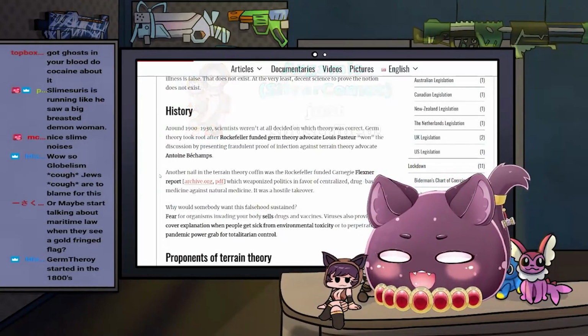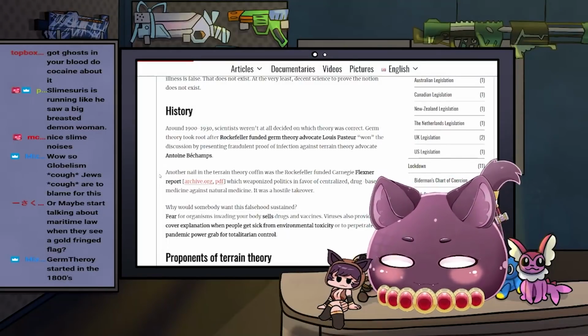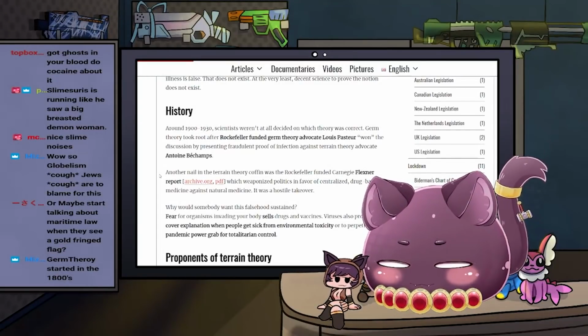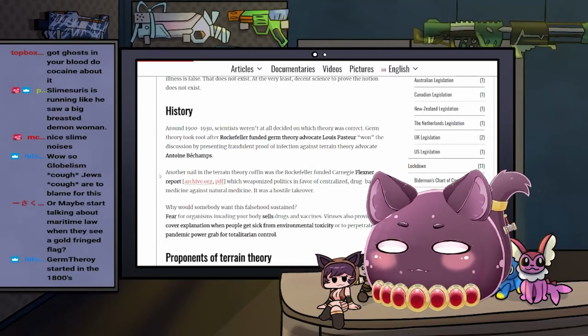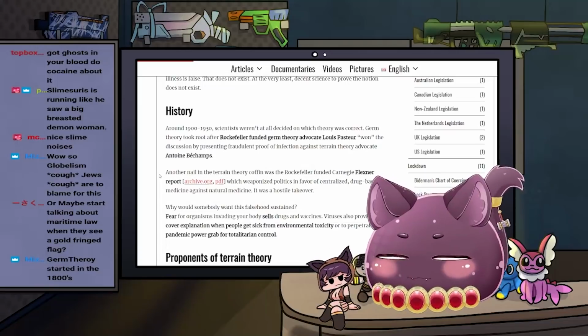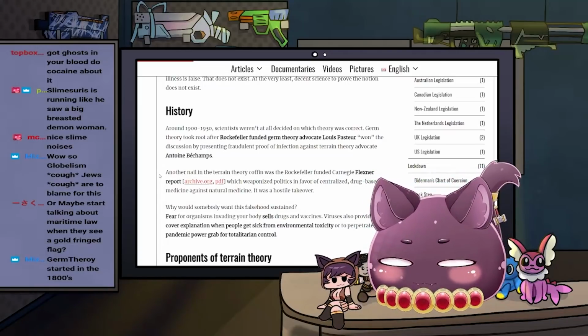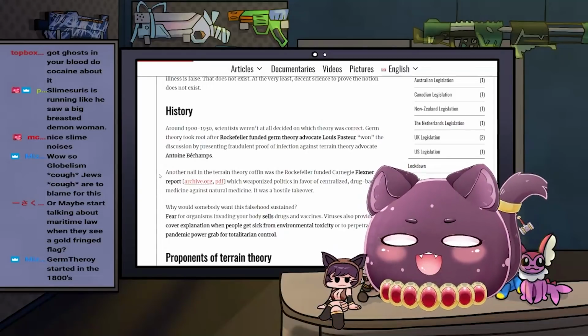Another nail in the terrain theory coffin was the Rockefeller-funded Carnegie Flexner Report, which weaponized politics in favor of centralized, drug-based medicine against natural medicine. It was a hostile takeover!